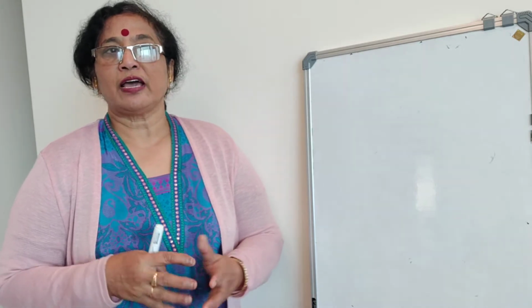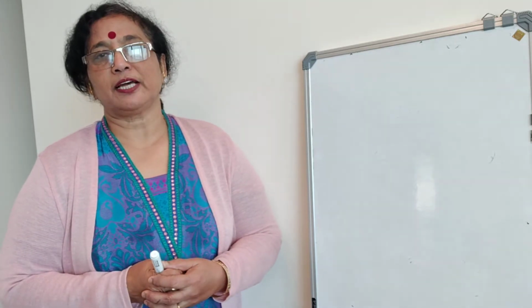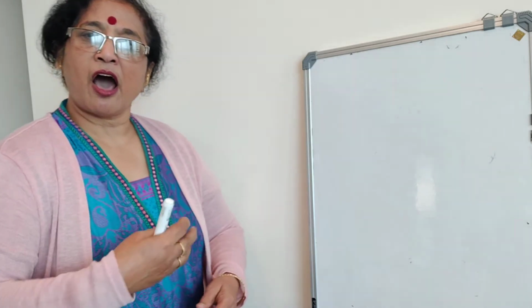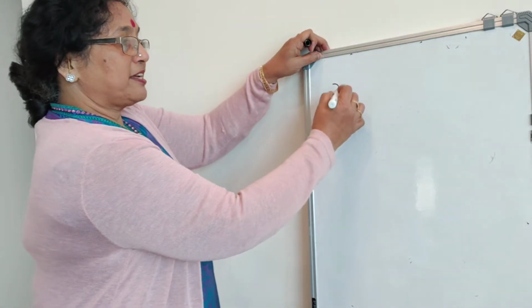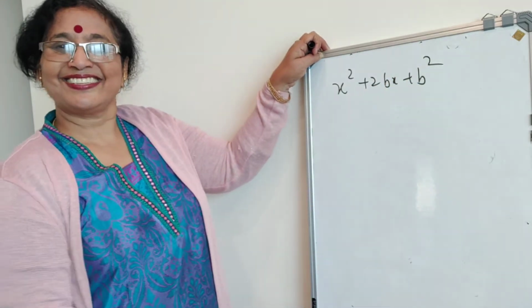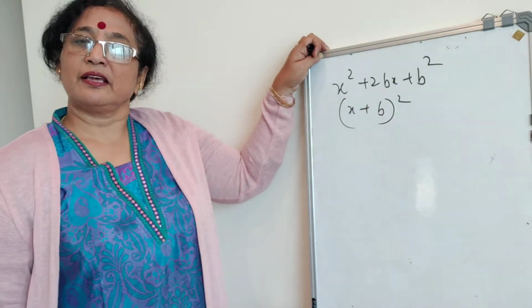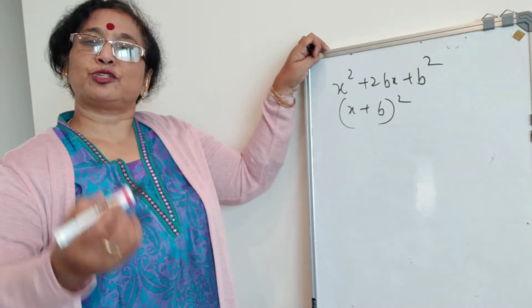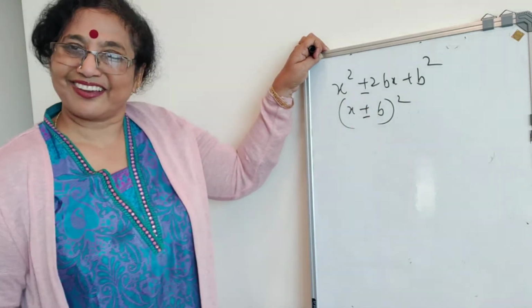Okay? So I will start with the tan inverse formulas, and before I do special integrals, I would like to explain how you do completing squares. You know that x square plus 2bx plus b square is x plus b whole square. A square plus 2ab plus b square is a plus b whole square. If it's minus, this will be minus, right?